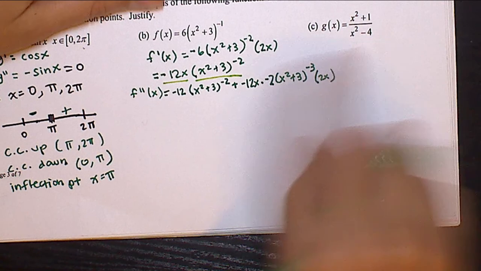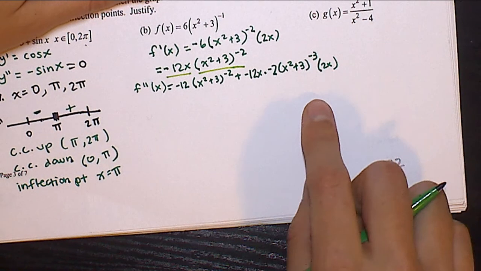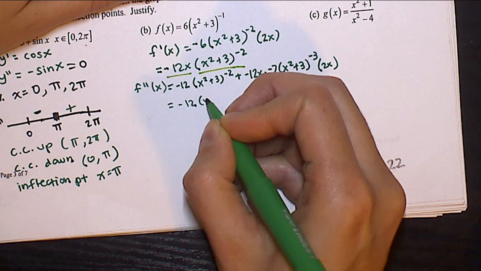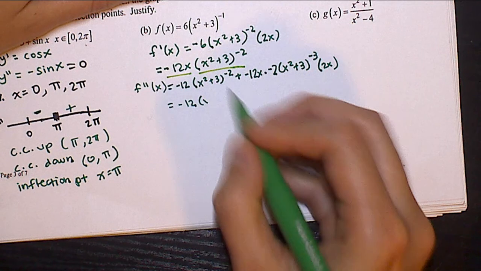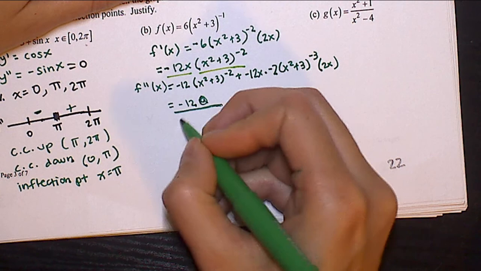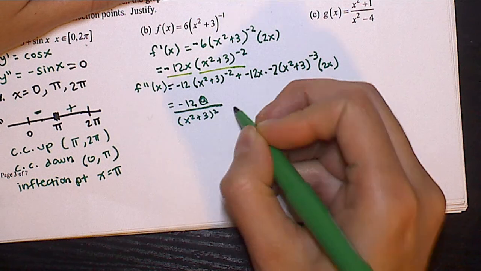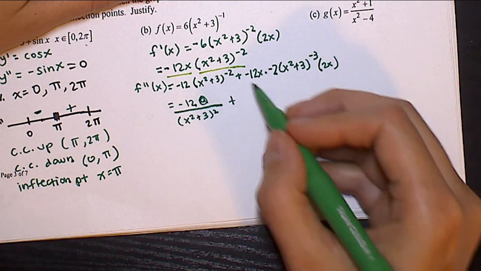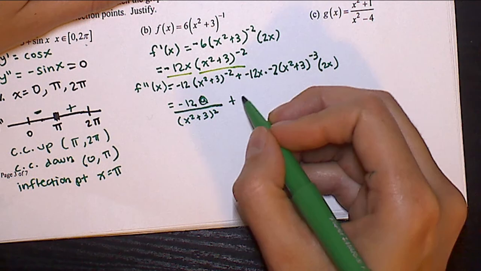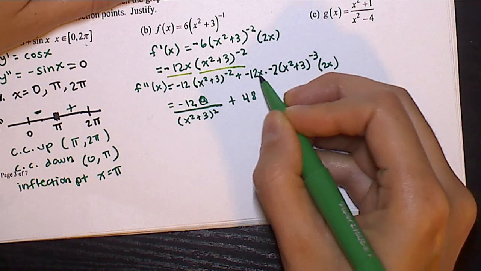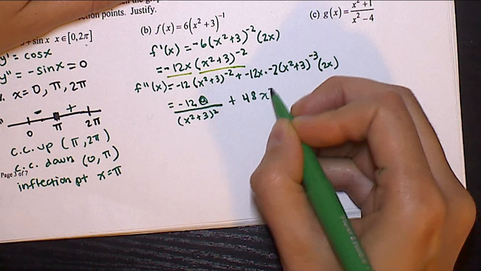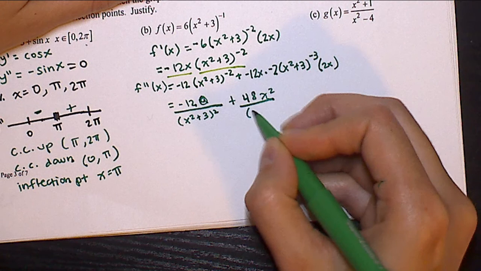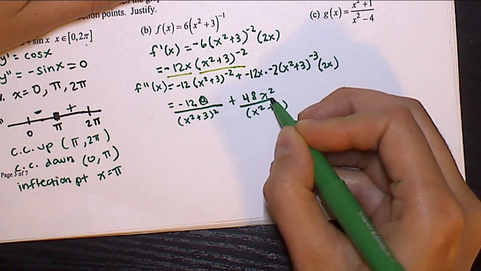Let's simplify this a little bit. So this is -12. I'm actually going to bring this down. So -12 over x squared plus 3 squared. We've got two negatives, so this will turn into plus 12 times 2 times 2 is 48x squared. So I have x times x. And then I'll bring this binomial down, so that's x squared plus 3 to the third power.